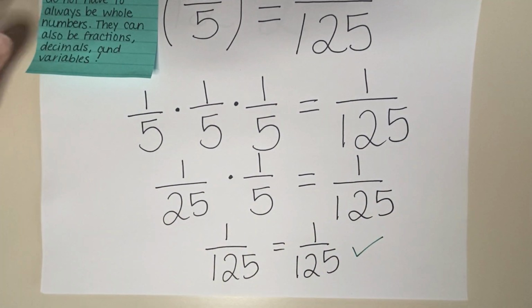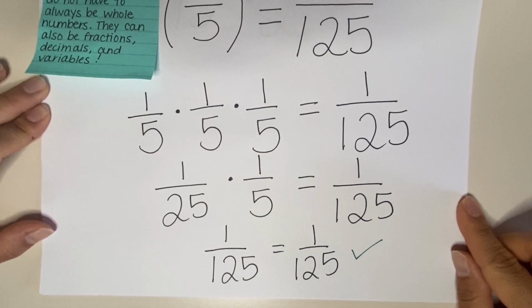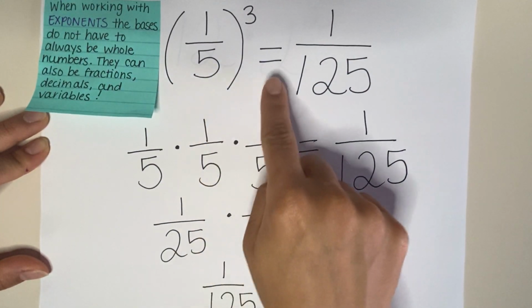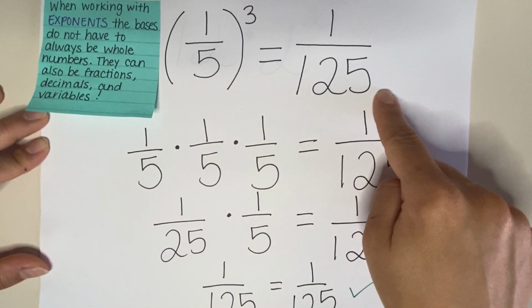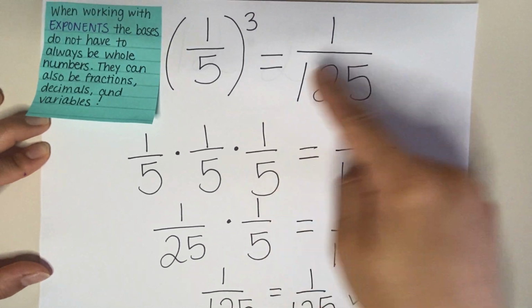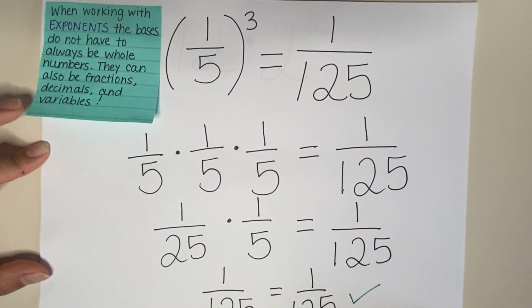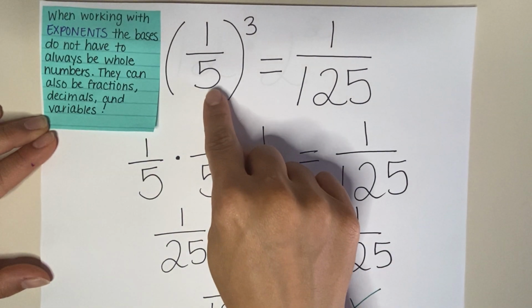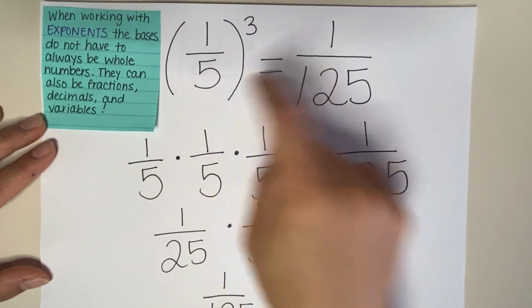So we just proved that this expression has the same value as this expression. So 1/5 to the 3rd power is the same as 1 over 125. And again, this was an example of how sometimes you have bases that are not whole numbers.